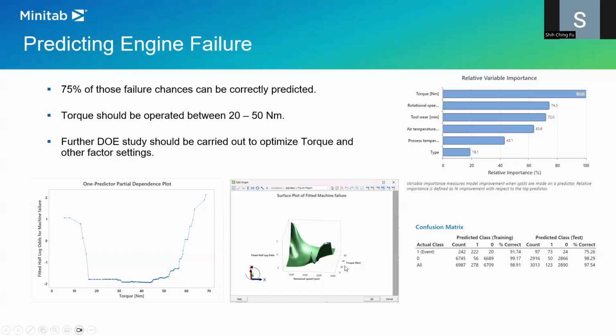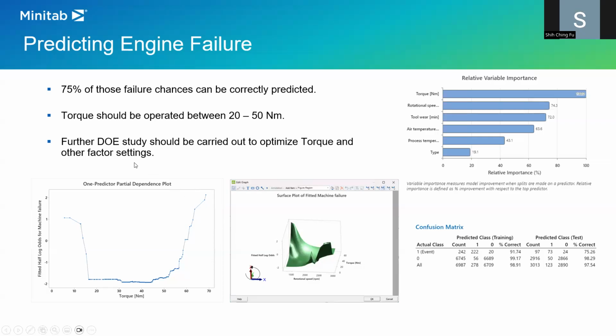So this is a 3D graph. Minitab generates a 3D graph. You can play with it and spin along the X, Y, Z. You can see how the combination or interaction between torque and the rotation speed is going to affect your chance of failure. We can see somewhere in the middle, right? It could be rotation speed around 2000 and torque around 40 or 35. That's the area where you have low risk of failure.